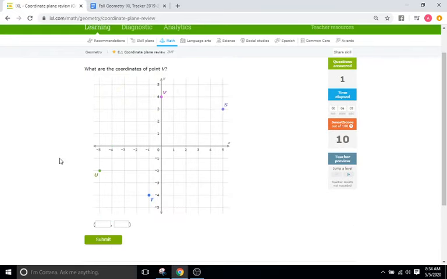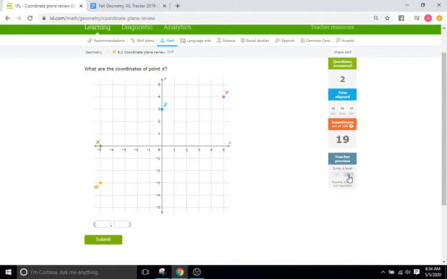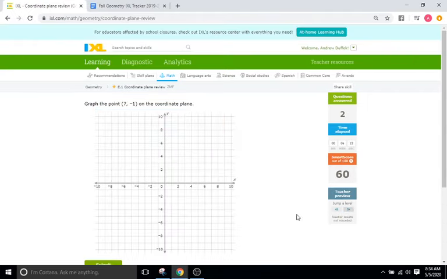Okay, point V. V is right here. On the x-axis, it's at 0. And on the y-axis, it's going to be at +4. So it's going to be 0, 4. Great. Okay, let me jump a couple levels.